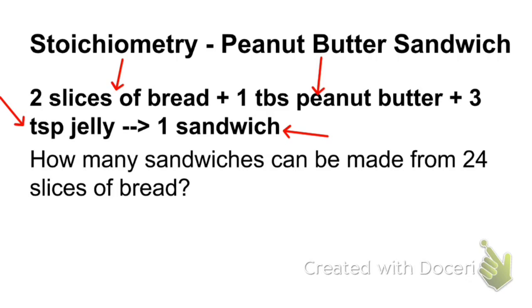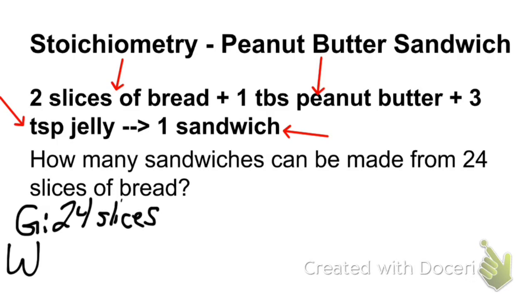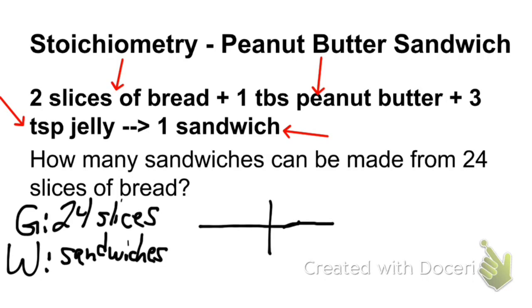So we're going to start with what we're given, which was 24 slices of bread. And what do we want to figure out? We want sandwiches. So where are we going to put what we're given? We're going to put what we're given top left, 24 slices.